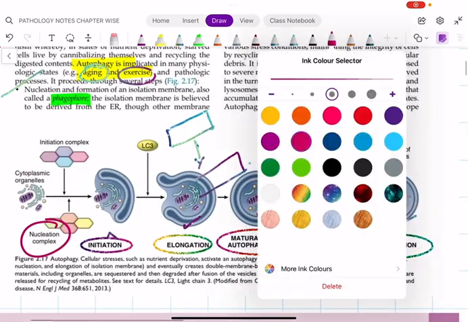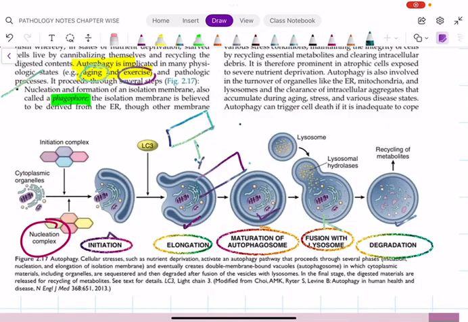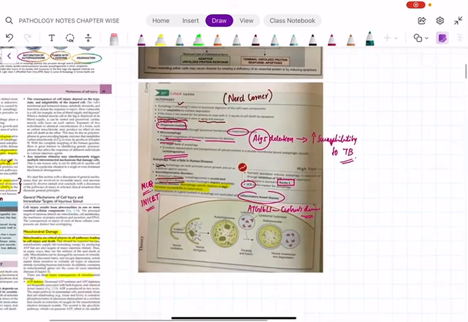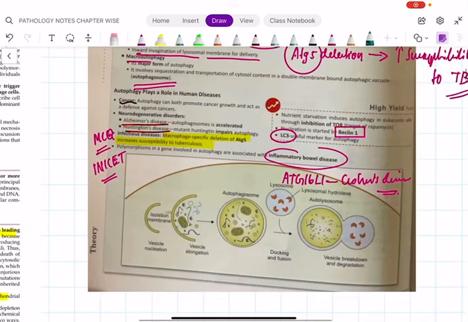Yeah, this is actually an example of macro-autophagy. Just to go through these high-yield facts. I hope that is clear. You may get any question in the exams. You may get some questions.